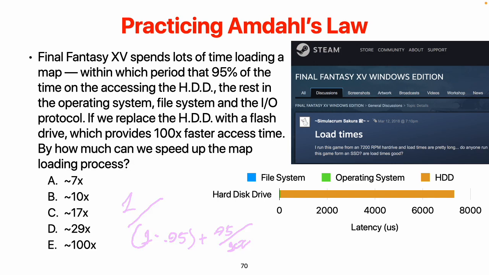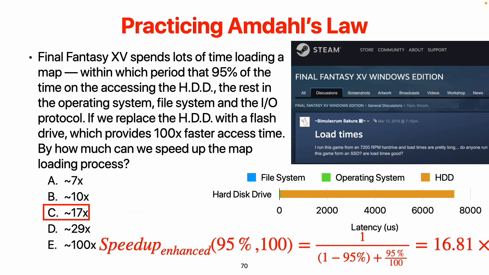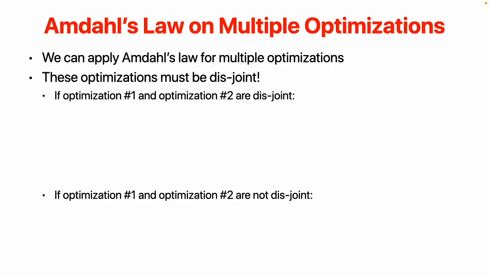Do you guys agree with that? So that's the right way of using Amdahl's law, right? So it's telling you, okay, it sounds like we are going to get 100 times speedup, right? 95%, 100 times. But we are not even close to 100, right? So that's actually something that Amdahl's law can tell you.